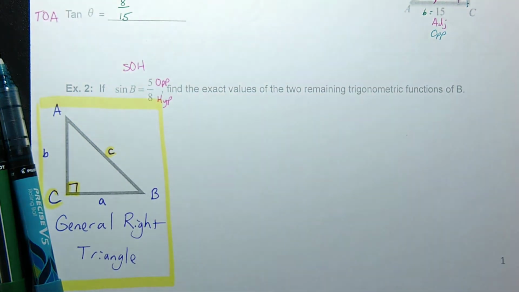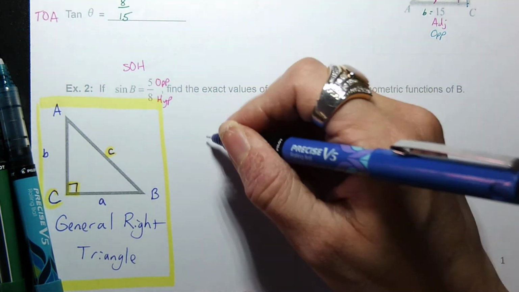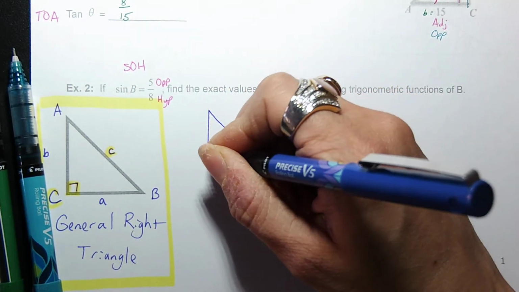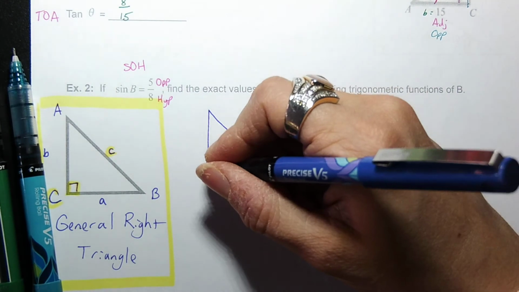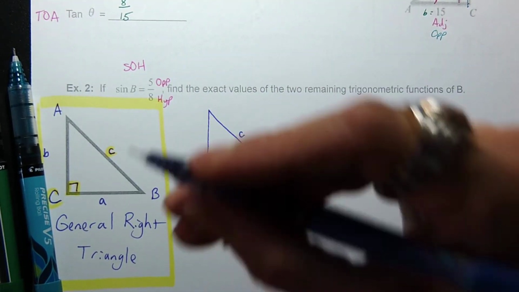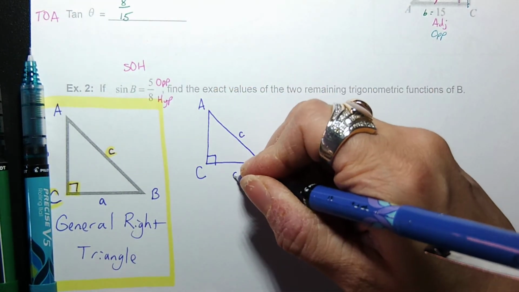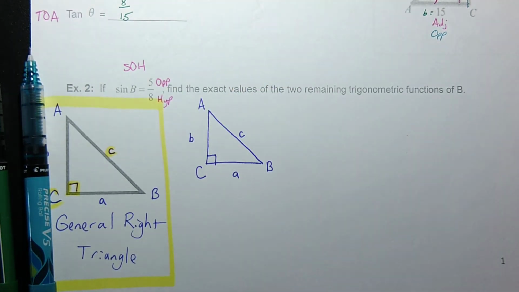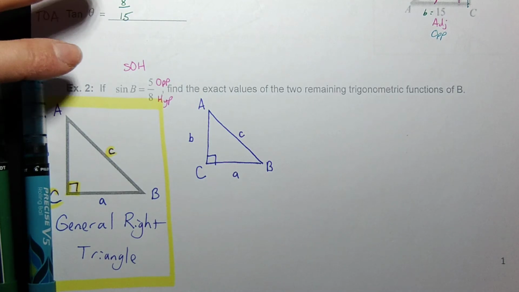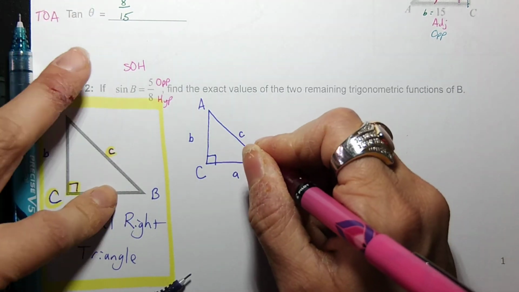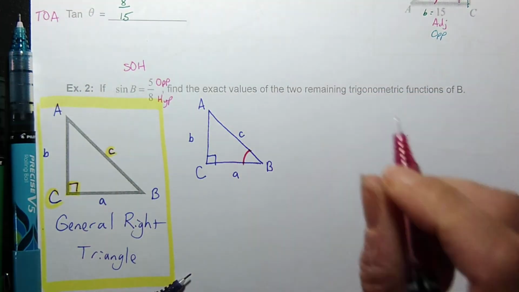So let's go ahead and draw out what we know with this triangle. We're going to practice drawing and labeling the general right triangle. Angle C is the right angle. Side C is the hypotenuse across from it. Angle A, side A across from it. Angle B, side B across from it. And which angle are we marking? Which angle are we looking at? Angle B. So I'm going to mark that angle.